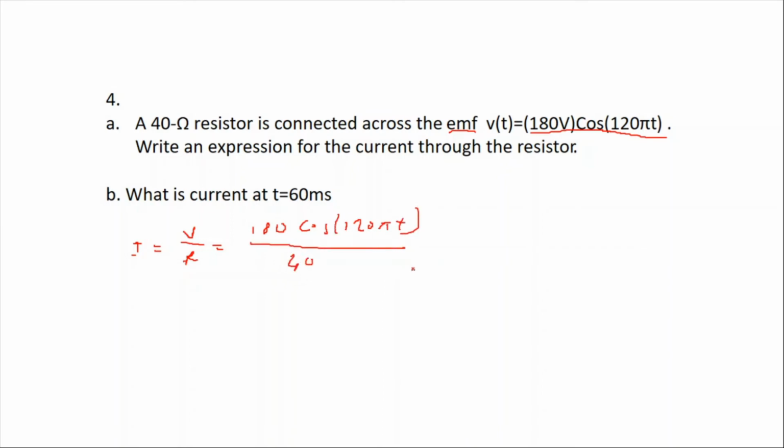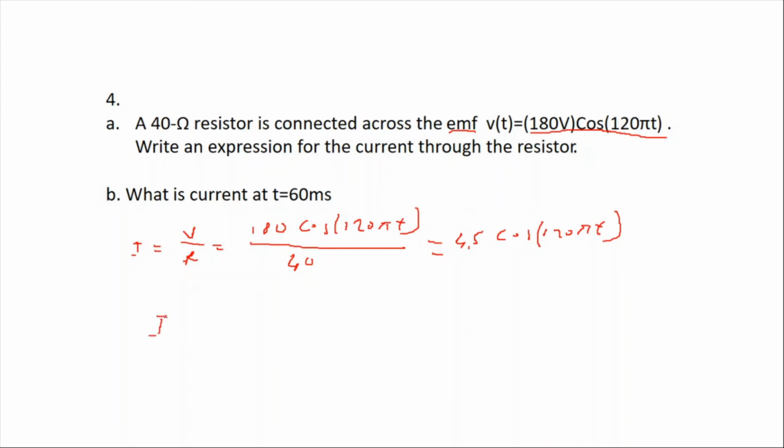This will give us 180 divided by 40, which is 4.5 times cosine 120 pi t. So this is the expression for the current through the resistor. By the way, this is the maximum value of the current. So then what is the current at t equal to 60 milliseconds?